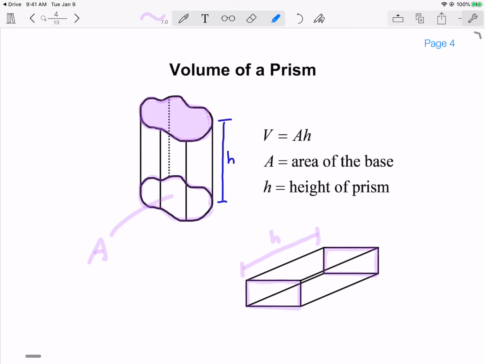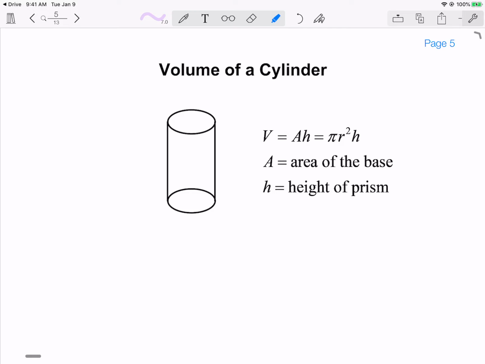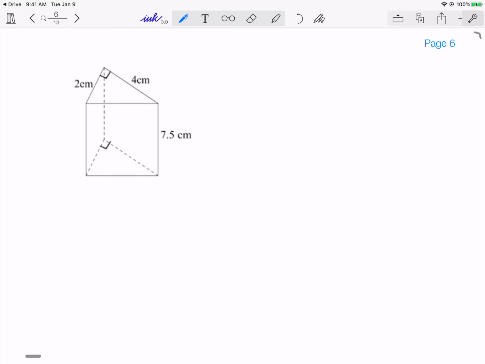So let's take a look at the formula for volume of a cylinder. It's the same exact thing. Area of the base, which is here and here, multiplied by the height or distance between those two bases. But in the case of a cylinder, you know that the base is a circle, and that circle has some radius r, so then the area of that base is simply πr², and the volume is πr²h. So you can have a more specific formula for volume of a cylinder. So let's take a look at some examples.